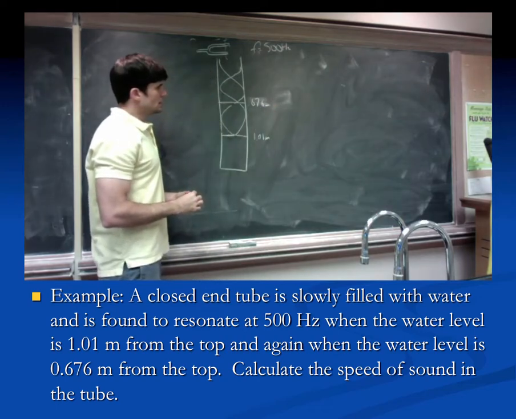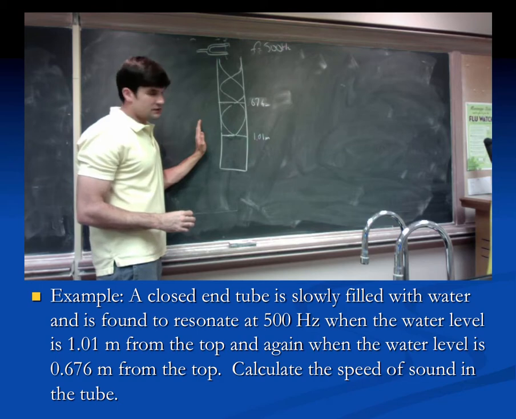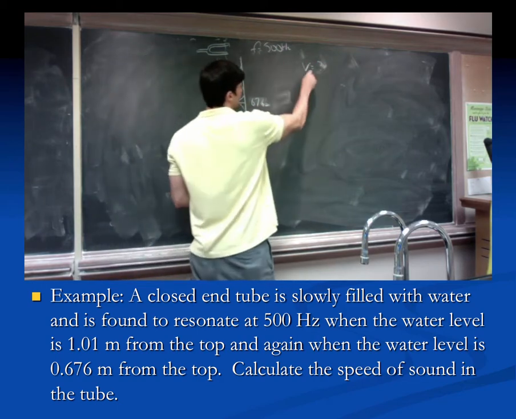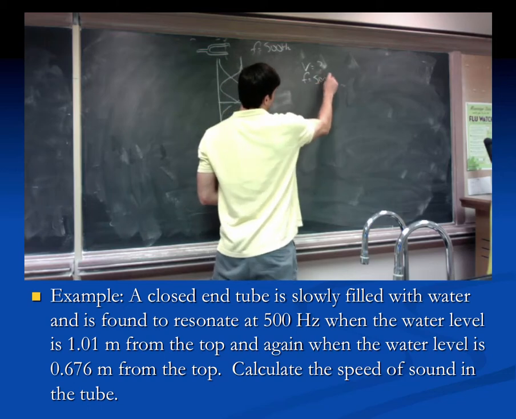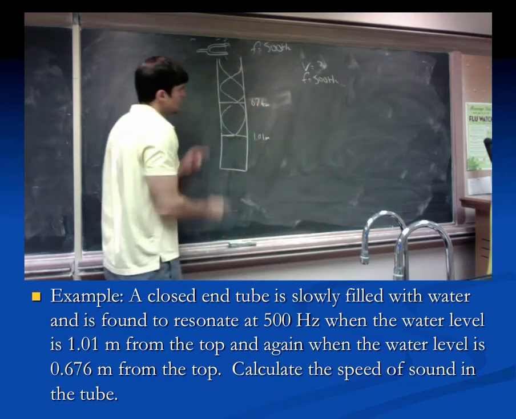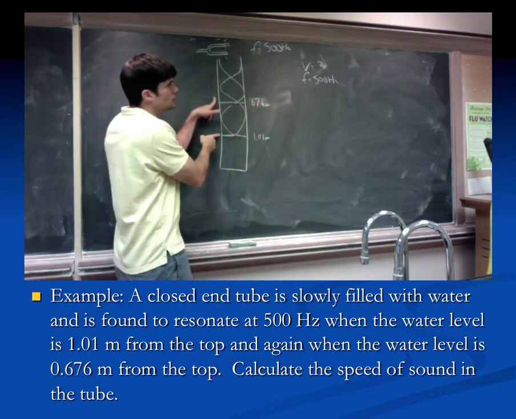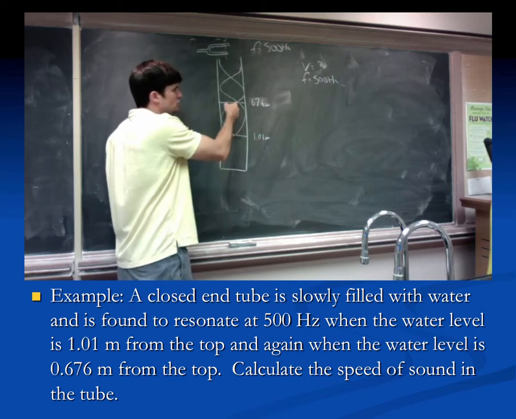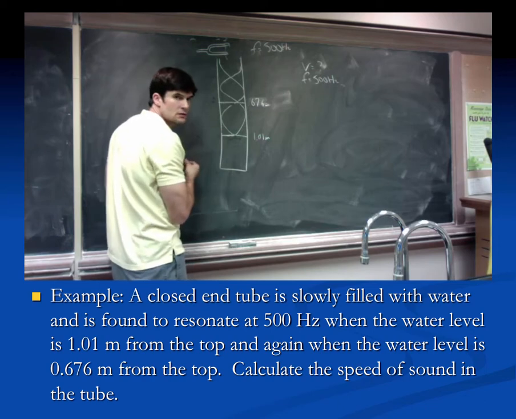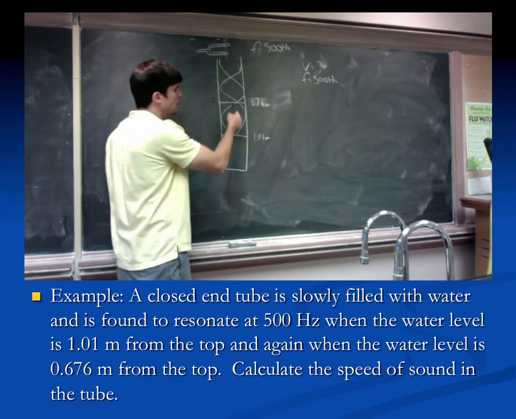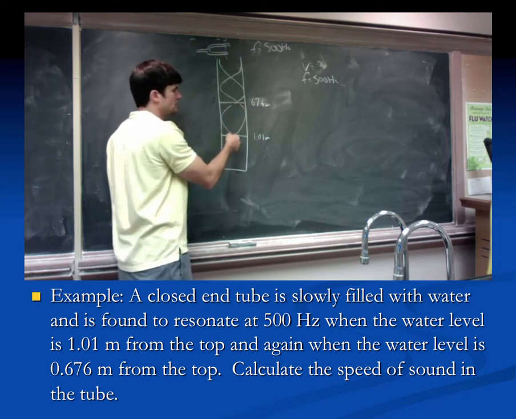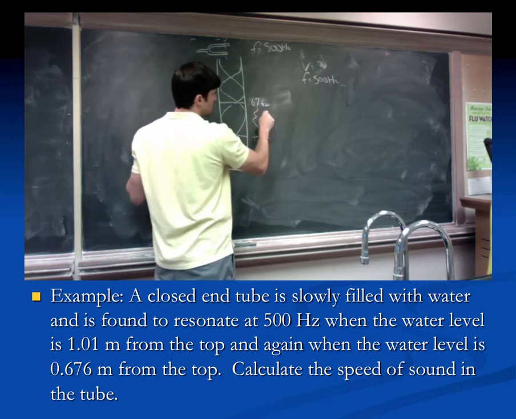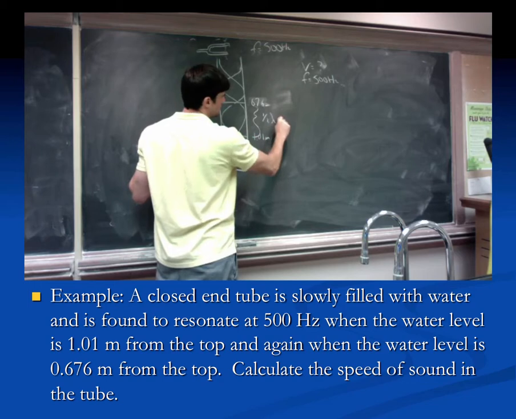Right? Now, our goal here is to calculate the speed of sound. We've got the frequency, and we can use these measurements to determine the wavelength. If we look, the distance between these two adjacent points of resonance is 1/2 of a wavelength. That's one antinode, so that's 1/2 of a wave. So this distance is 1/2 lambda.